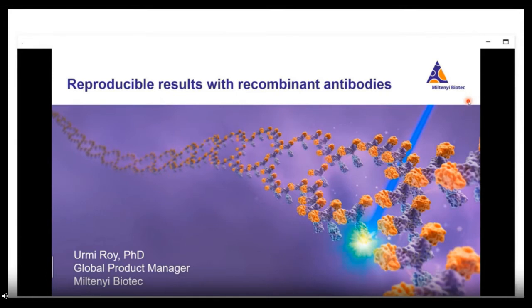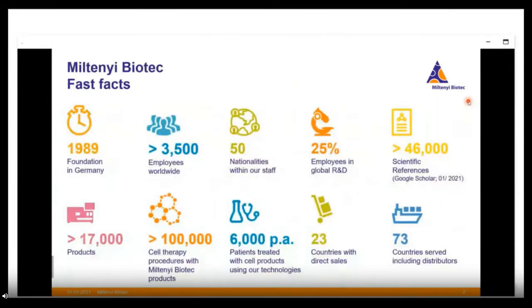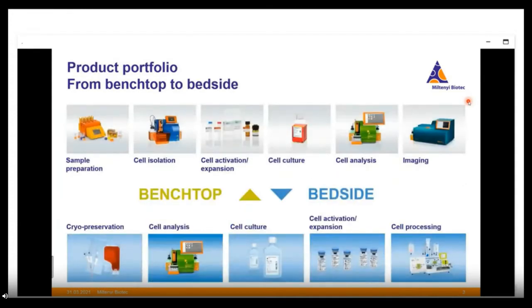We will be discussing how recombinant antibodies can enhance your research reproducibility. To those of you who are not familiar with Miltenyi Biotec, I have this short summary here. Miltenyi Biotec was founded in 1989, and over the last 30 years we have grown significantly, and our pioneering technologies have constantly been supporting research works, which you can see from more than 46,000 scientific citations. Our continuously growing product portfolio ranges from basic research to clinical applications and ensures true translation.